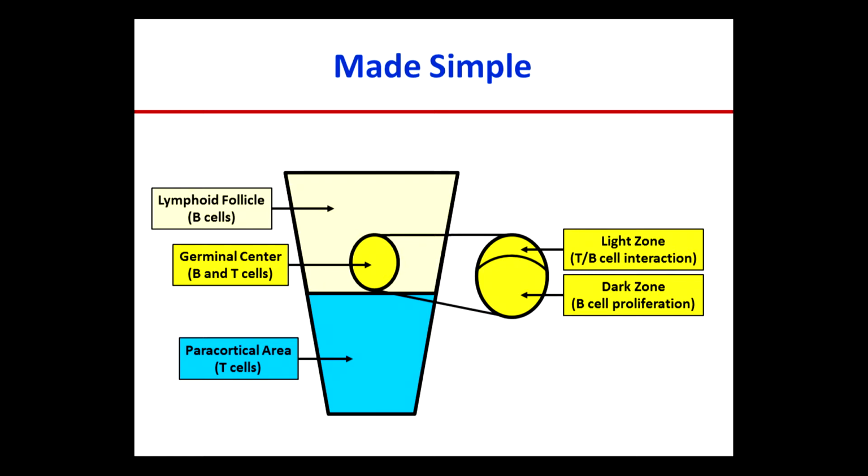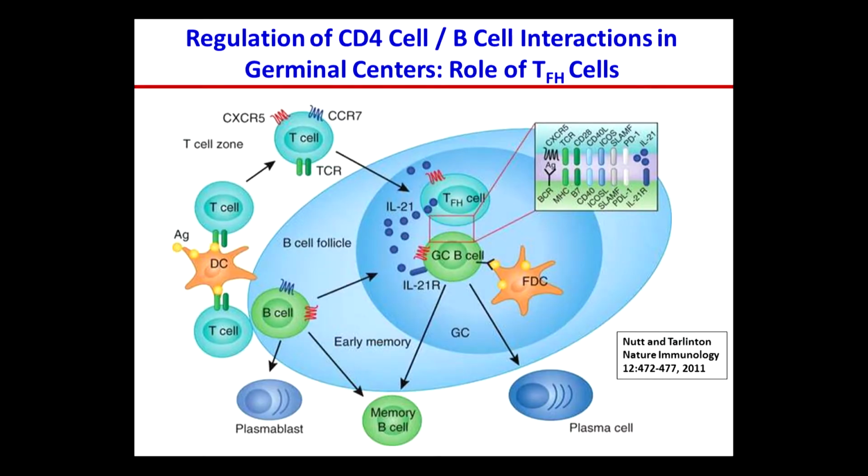The B cells that have rearranged B cell receptors that best recognize the antigen will actually survive, recycle back to the light zone, re-interact with T cells, and this process goes on several times, and that's how you get antibody maturation. This just shows what happens within that area. So once again, this is the B cell zone, and this is the germinal center.